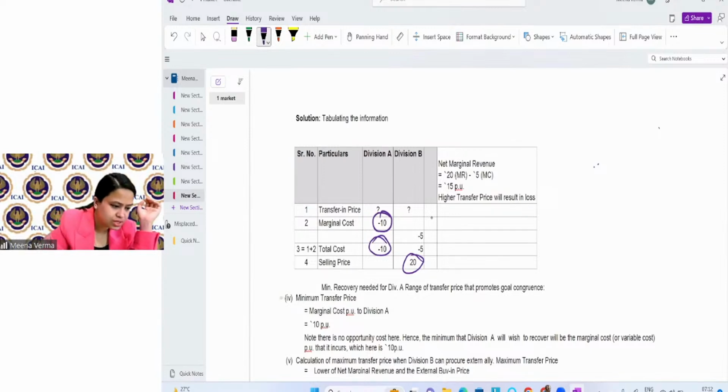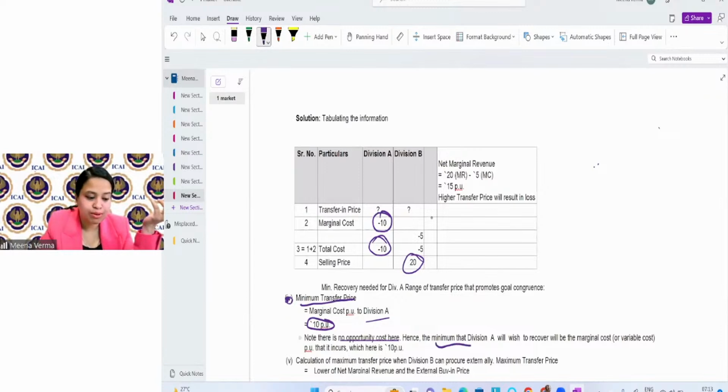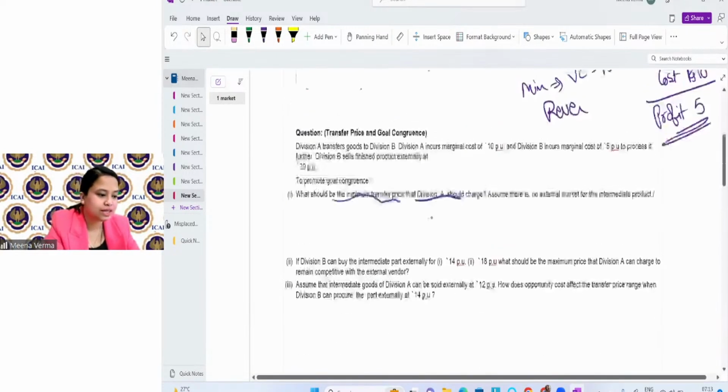Okay, so you can see here it is mentioned that the minimum transfer price for division A to achieve goal congruence will be rupees 10. There is no opportunity cost here because they have no external market. So there is no opportunity cost. The minimum price that they will set here is rupees 10. Okay, let's read the next scenario.